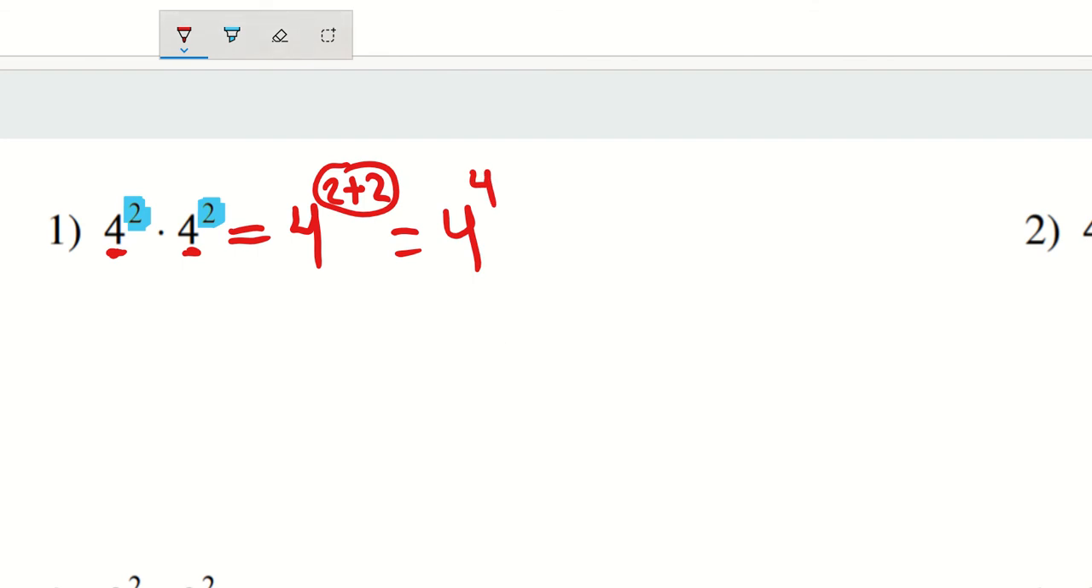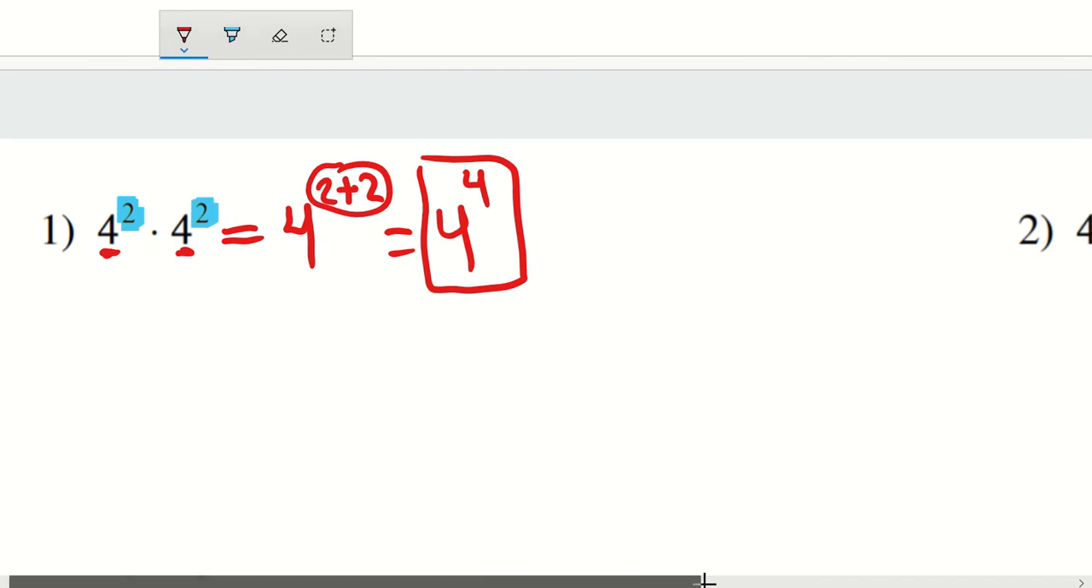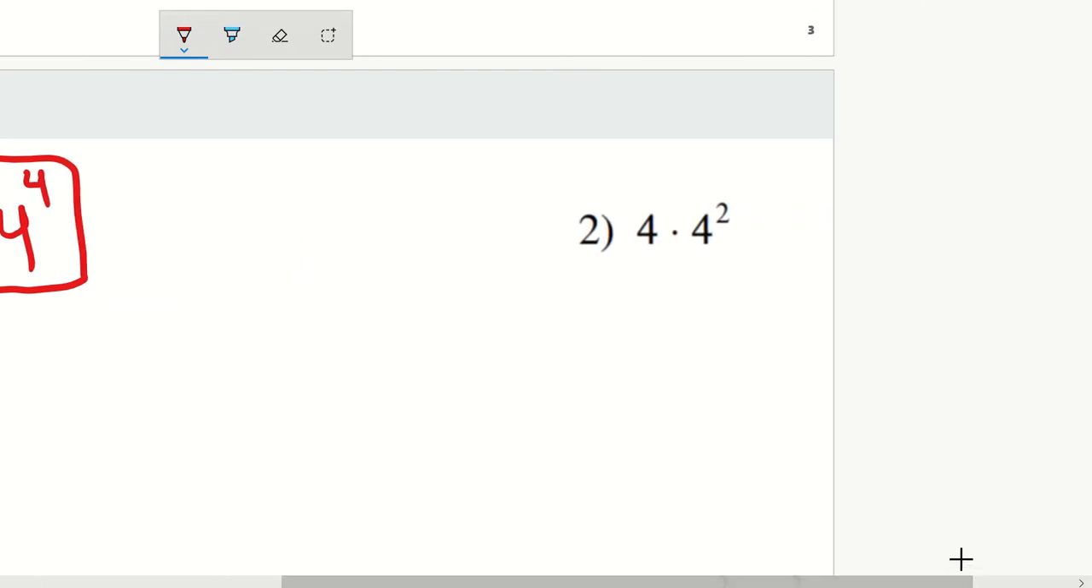So when I multiply 4 squared times 4 squared, my answer is going to be 4 raised to the 4th power. Now let's go ahead and work out another example. Let's work out number 2 over here on this side. We have 4 times 4 squared.